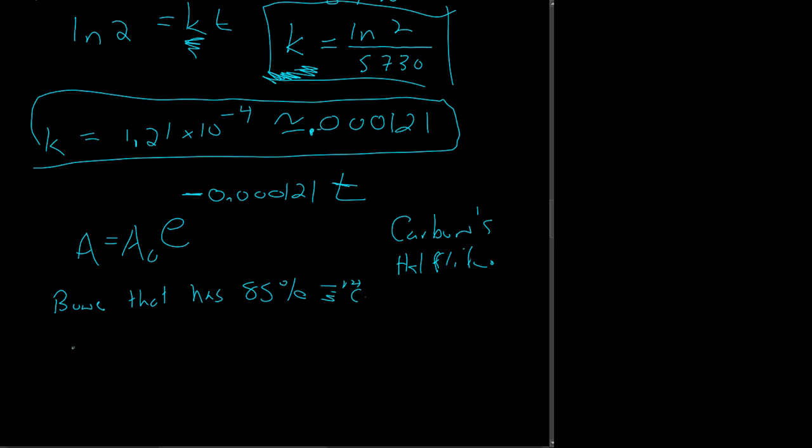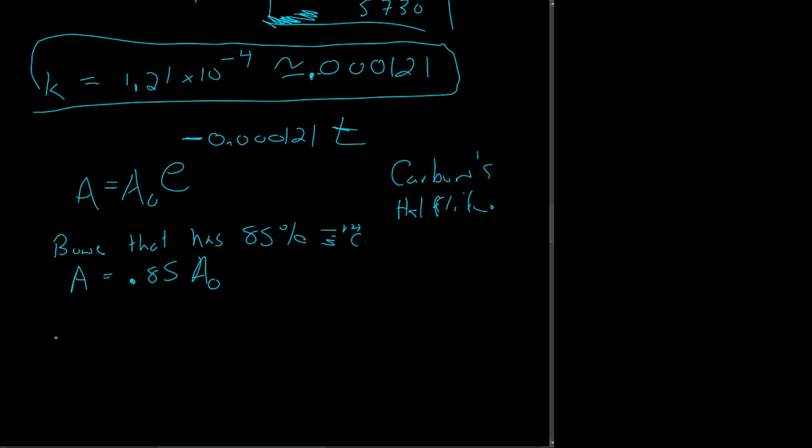Well, let's use this idea. My current amount is equal to 0.85 of my initial amount. All right, that's what 85% would mean. Remember, these exponentials are percentage generators, right? They spit out a number between 0 and 1 that is equivalent of a percentage. So if I know the percentage of stuff I have, well, how old is this bone? So 0.85 a sub naught equals a sub naught e to the negative 0.000121 times t.